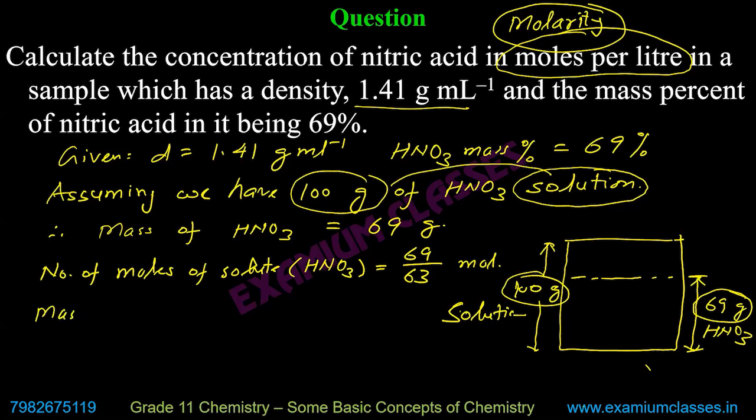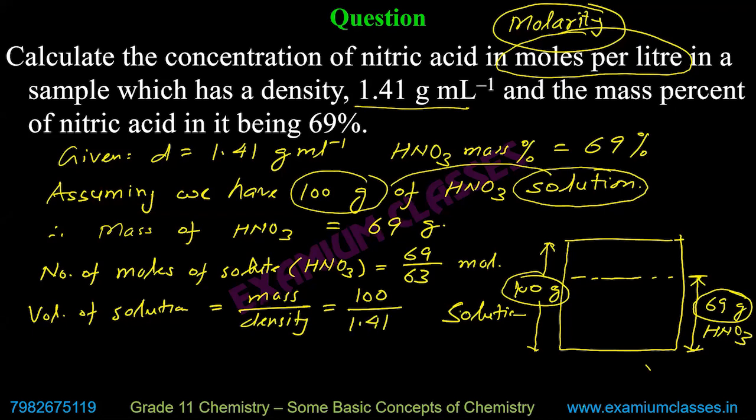Mass upon volume. Okay, so mass of solution will be density into volume of solution. Volume of solution will be mass of the solution divided by density. Mass of the solution is 100 grams, which you have assumed, total 100 grams, divided by density 1.41.